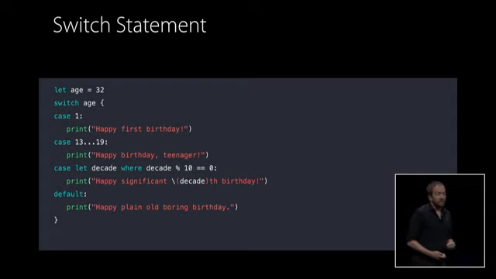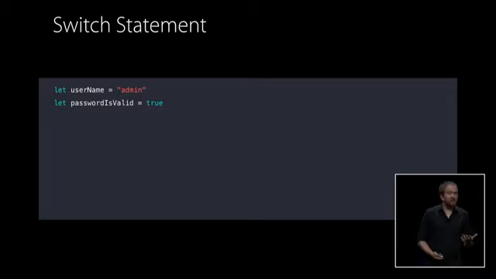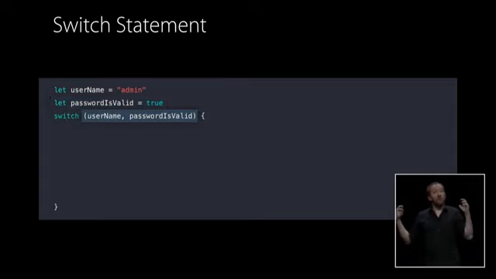Here's another switch statement. This one takes a string value, username, and a Boolean value that indicates whether that user's password is valid. And we'll use both of these values together to work out an appropriate message to display when this user tries to log into a restricted area. To do this, we can switch over both values at the same time using a tuple, same as we did earlier on. So this means we can write some really interesting switch cases.